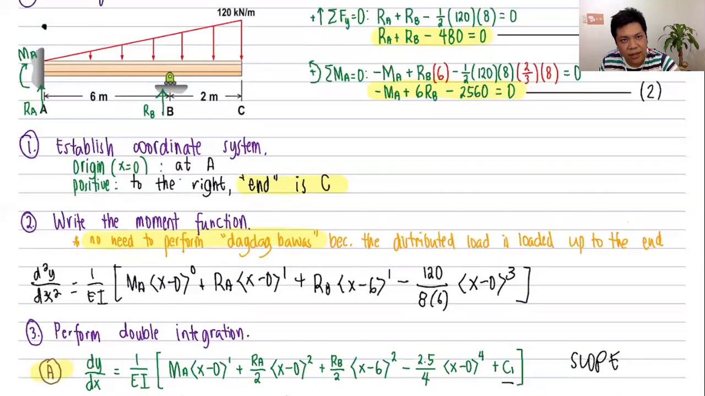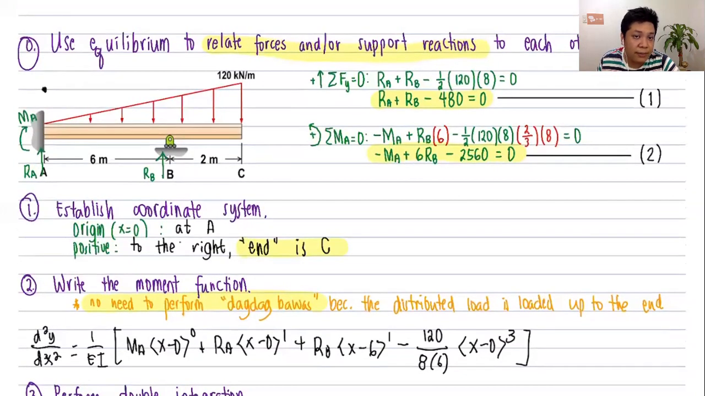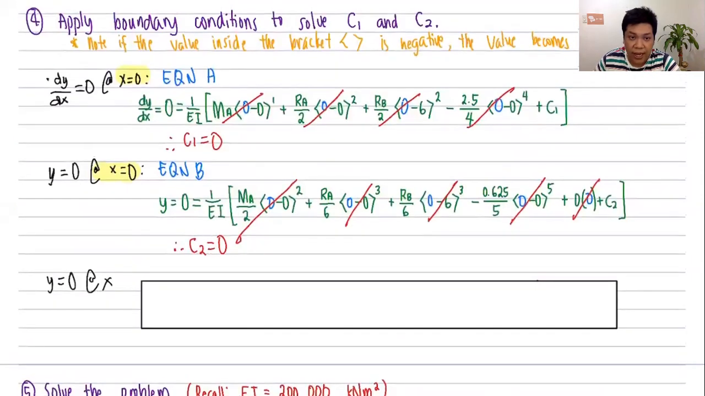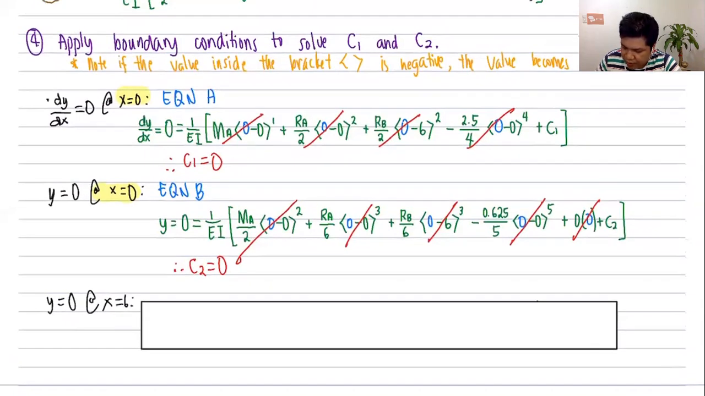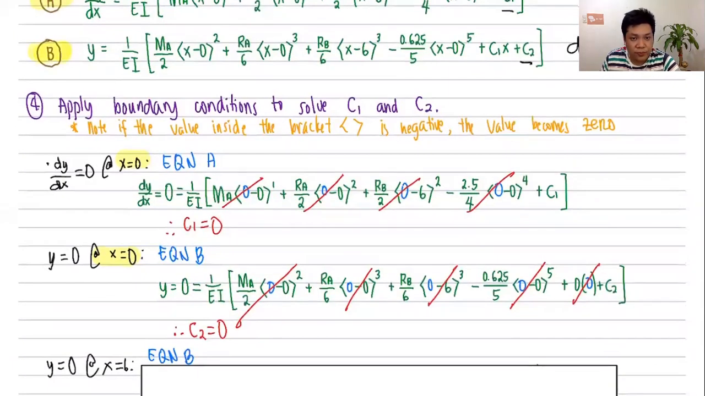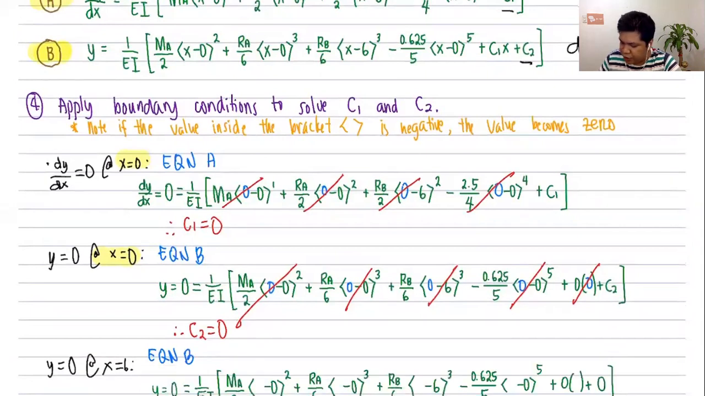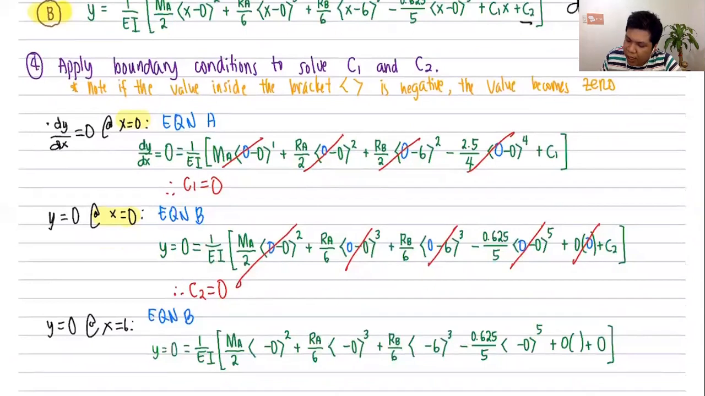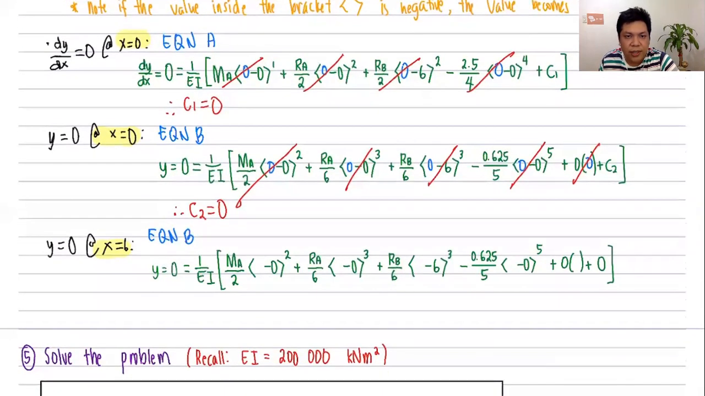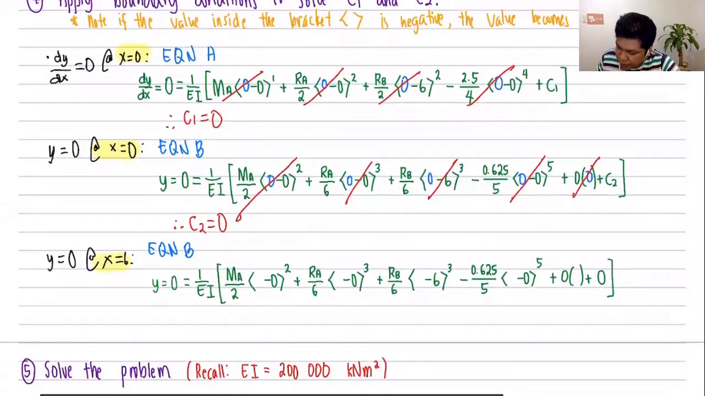Okay, going back to the figure, y is equal to 0 at B, or at x equal to 6. Very good. So at x equals 6, I can use equation B still because I am dealing with deflection. I'll just copy equation B over here, however I will substitute the value of 6 to the variable x, and evaluate.